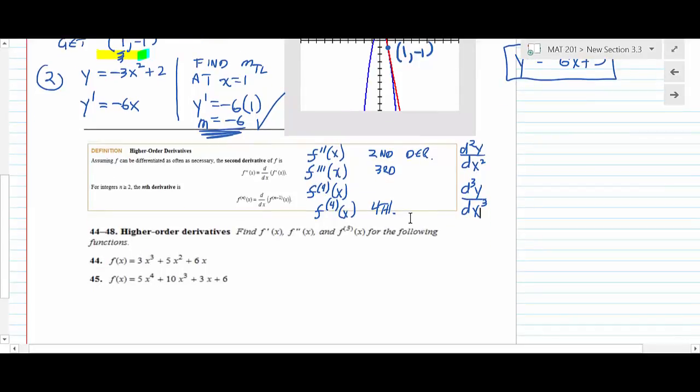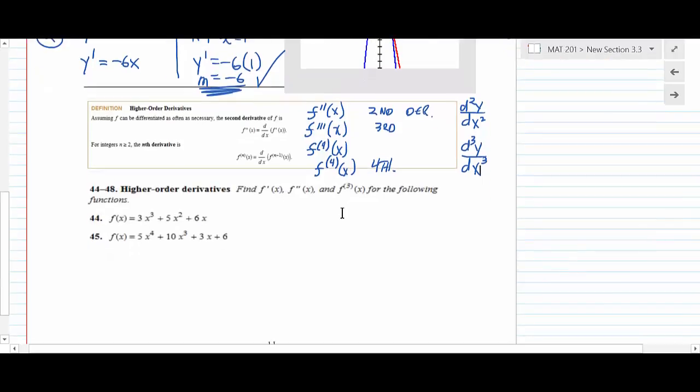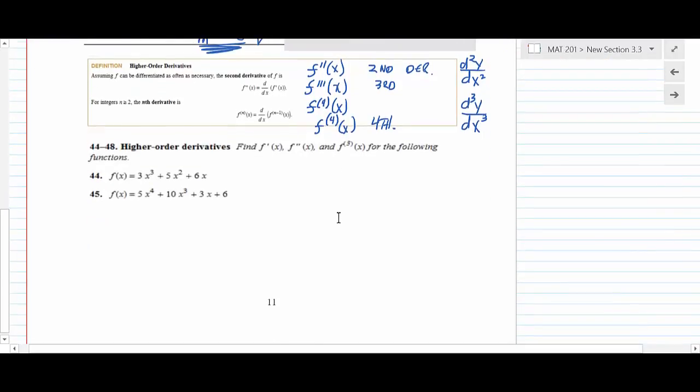We're going to do some higher order derivatives here. These things can get complicated, but if you're doing a polynomial, like I'm doing on these 2 examples here, it's actually real easy to do. You can do it in your head. So we're going to do the first 3 derivatives of these. Let's start with number 44. I'll do 44, then I'll let you do number 45.